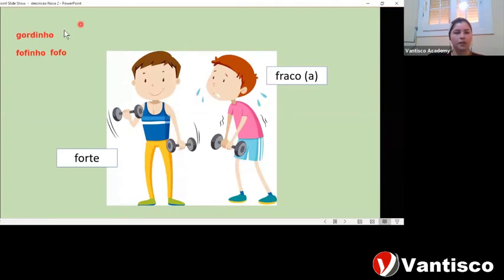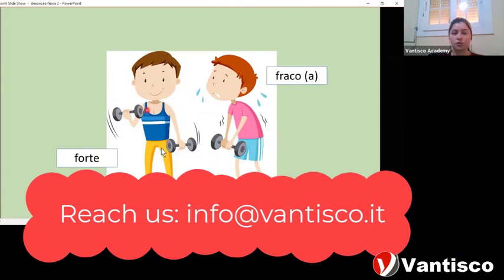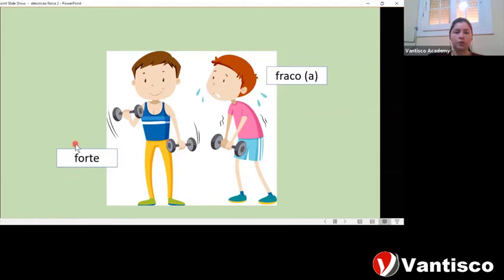And we have here forte, fraco. Forte means strong. It doesn't look like he's strong, okay, but strong. Fraco, weak. For strong, we don't have feminine or masculine. It's only forte. Okay? E fraco, we have the feminine form, fraca. Okay?